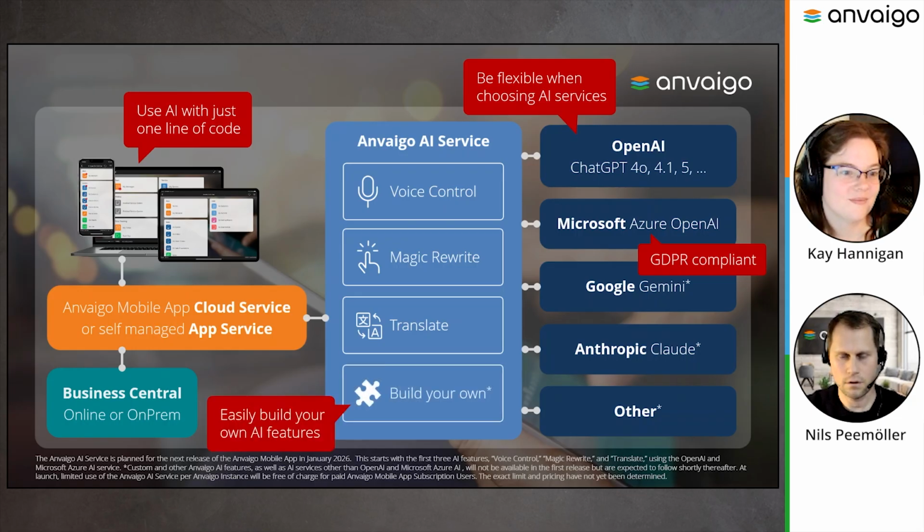Okay, and then, of course, in the future, we'd like to provide the feature in the next releases to build your own AI features. That means you will get access to the system prompts. You can build your own services this way. And then you have the same flexibility on your side for either BC or the Anvaigo mobile app. That means a completely flexible structure because the AI world is developing that fast.